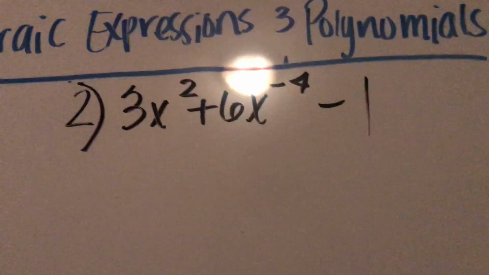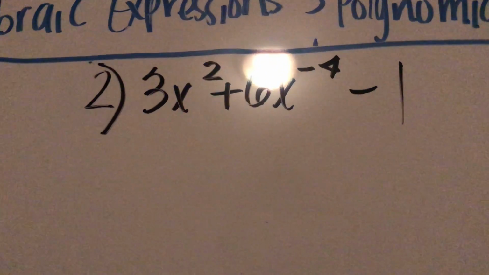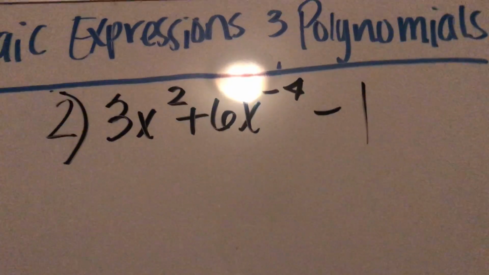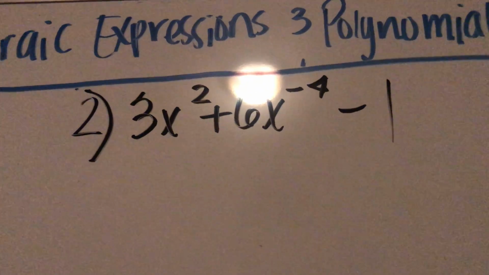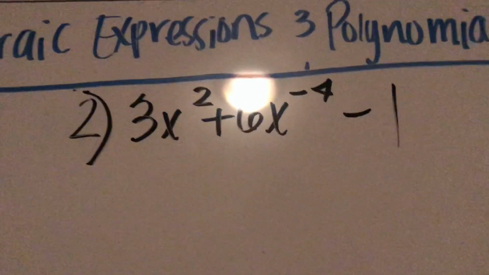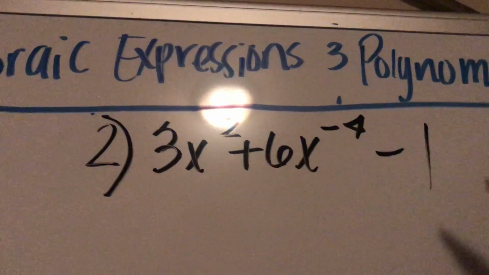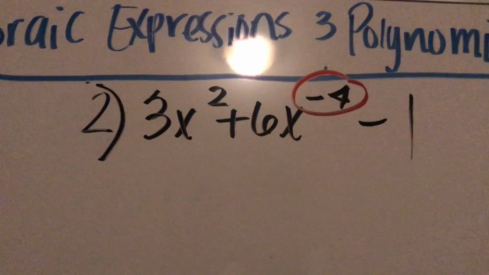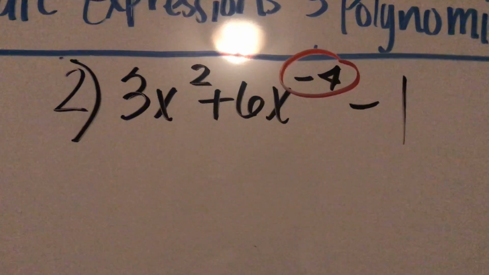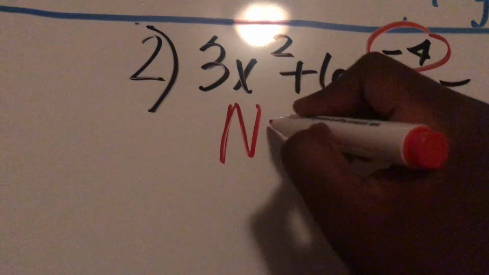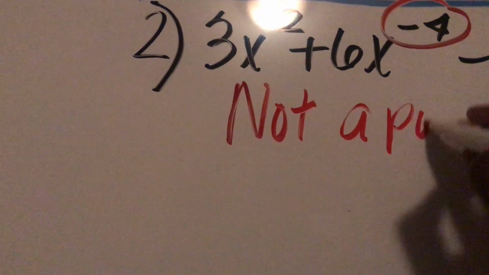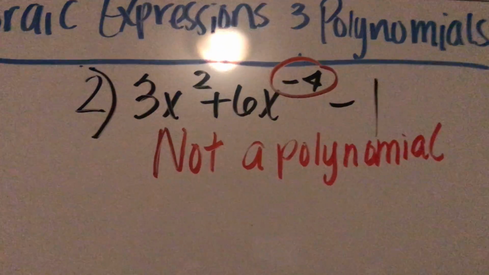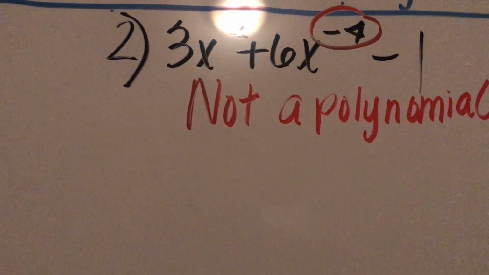Okay. So, basically, you do the exact same thing. But in this case, you can't. Why? Because of this negative 4 right here. Remember I said you cannot have a negative exponent in a polynomial. Therefore, this one is not a polynomial. Okay? Not a polynomial. So you don't even have to worry about writing in standard form.